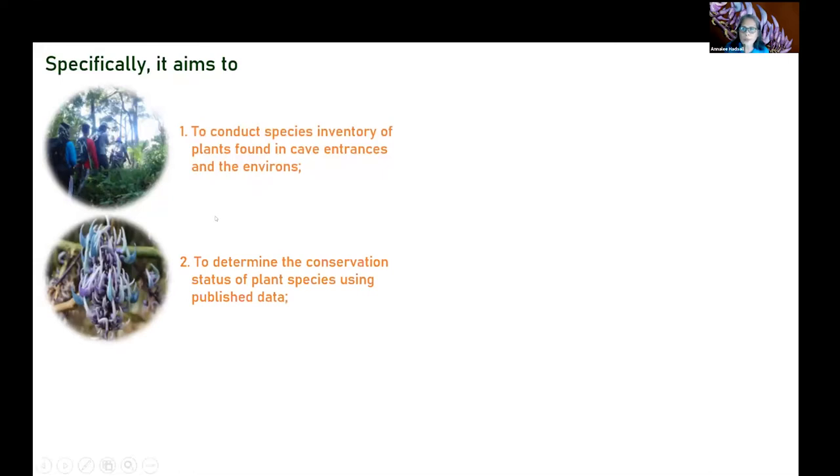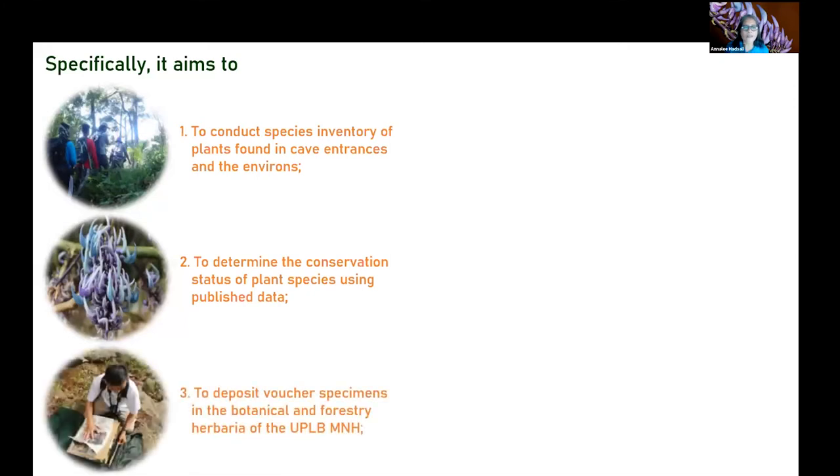So if you heard Dr. Litt a while ago, there are three zones in the cave. So you have the entrance, then you have the twilight, and the other one would be the dark zone. So our group would be focusing only in entrances and also up to the twilight zone. Okay. Two is to determine the conservation status of plant species using published data.